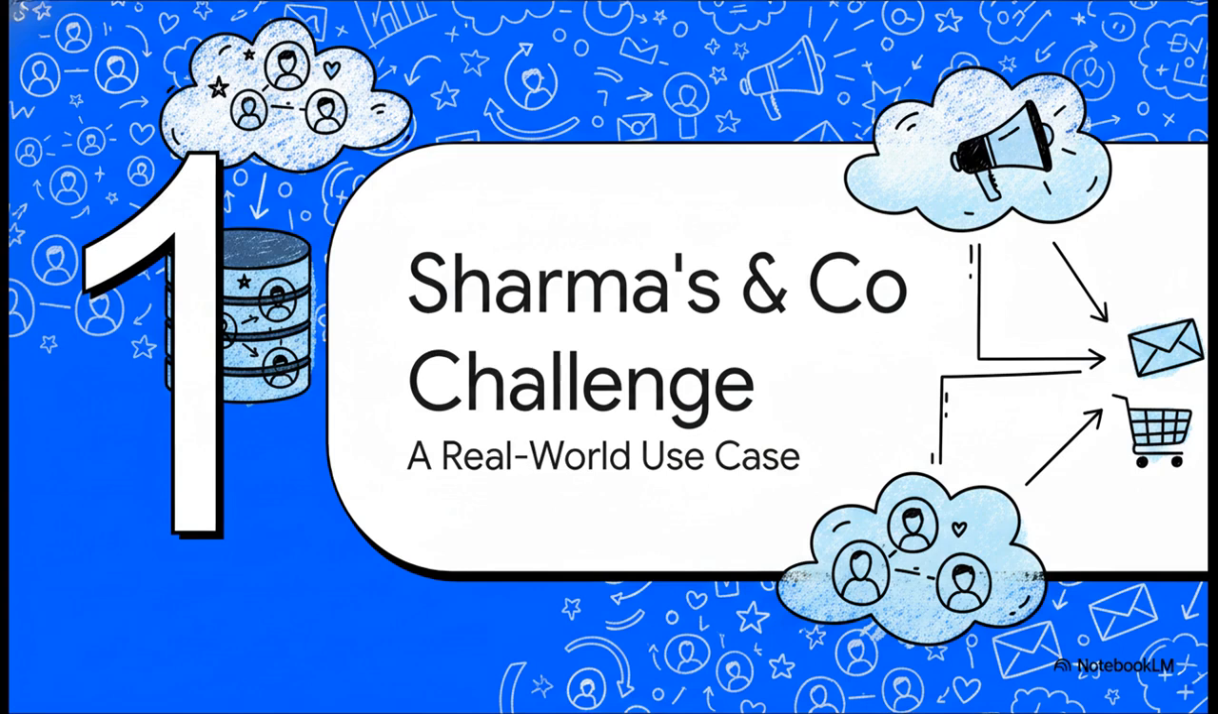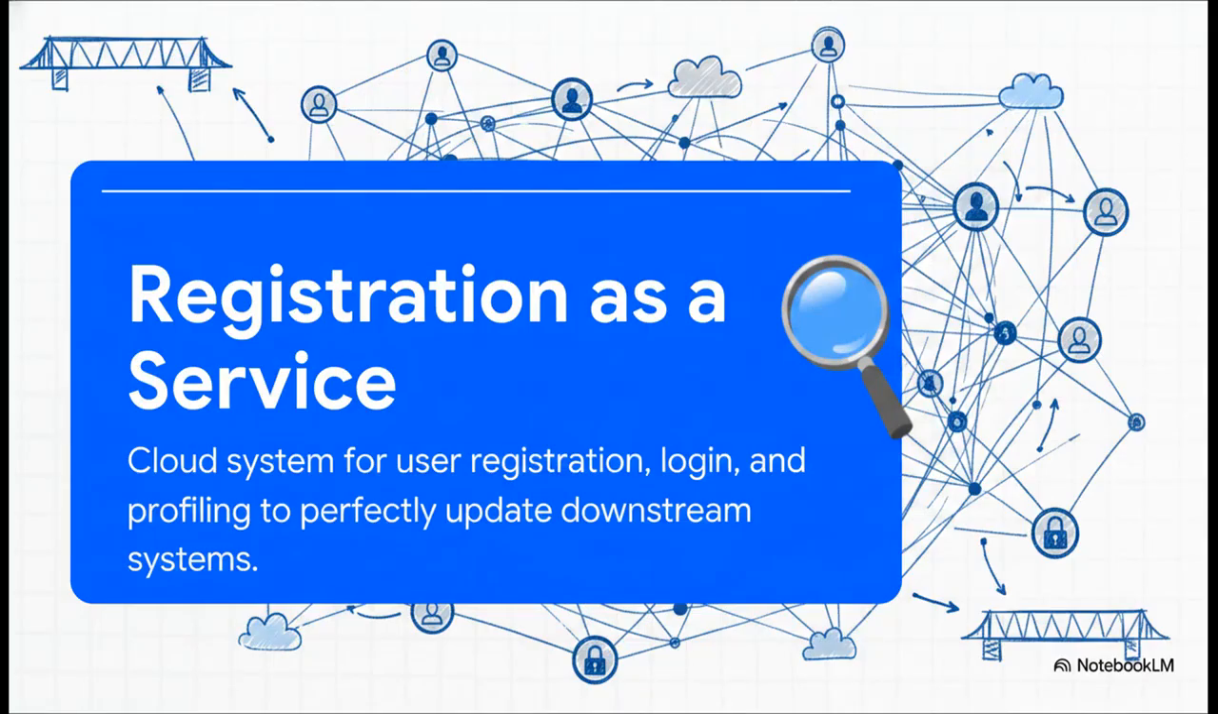Starting off with Phase 1, the Sharmas & Co. Challenge. Now, the documentation points out that before we even think about building this bridge, we have to understand how customer data actually enters the SAP ecosystem in the first place. And that all starts with RaaS, or Registration as a Service. Think of this as a cloud-based central nervous system. It manages everything: registration, login, profiling, basically making sure that any downstream systems stay perfectly updated the second a customer interacts with your site.